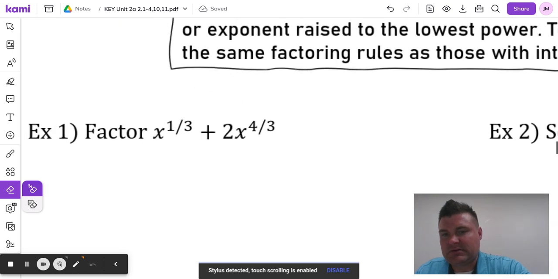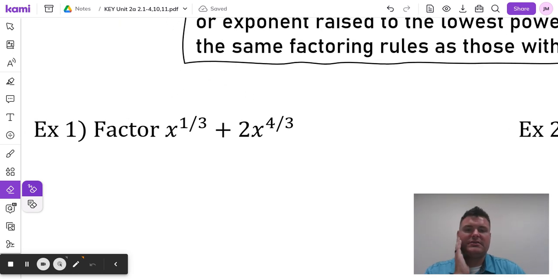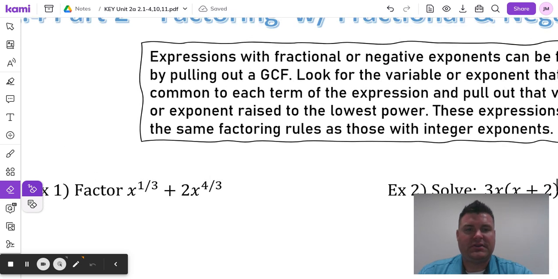You can see right there, x to the 1/3 plus 2x to the 3/4. Whenever we factor stuff like that, it's really just taking out the GCF and rewriting. So what we're going to do here is find the term with the lowest exponent, take that out, and then rewrite the inside. You'll see what it looks like. That's kind of what this says right up here.